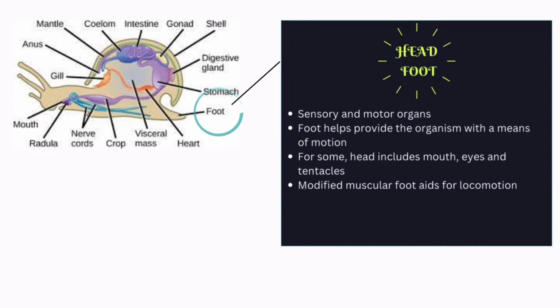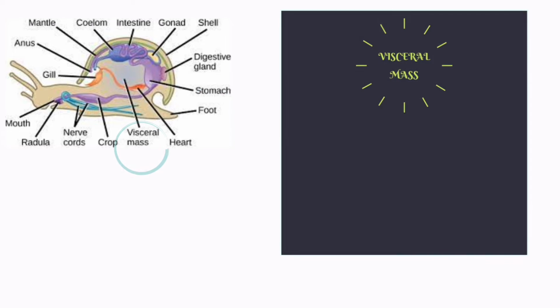First, head foot. They have sensory and motor organs. Second, the foot helps provide the organism with a means of motion. For some, the head includes mouth, eyes, and tentacles. The modified muscular foot aids locomotion. For your information, all mollusca have a specialist foot used in digging, grasping, or creeping. The foot is a muscular organ modified into different forms in different mollusca classes.